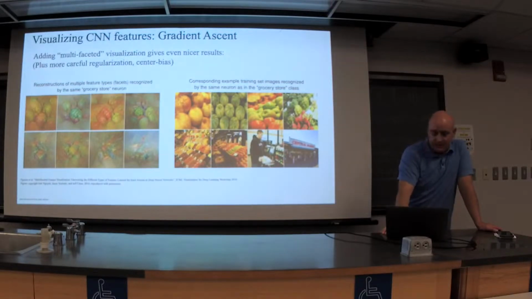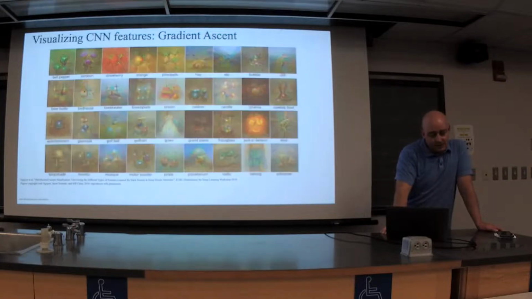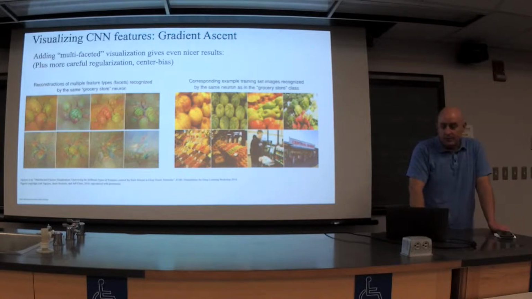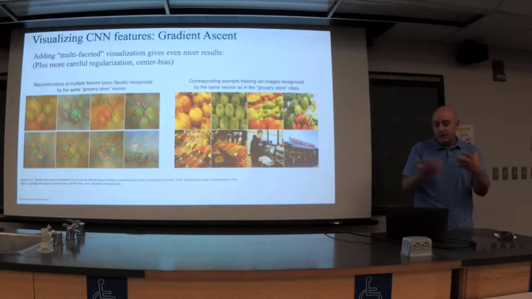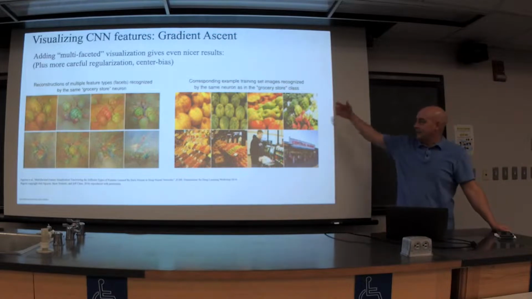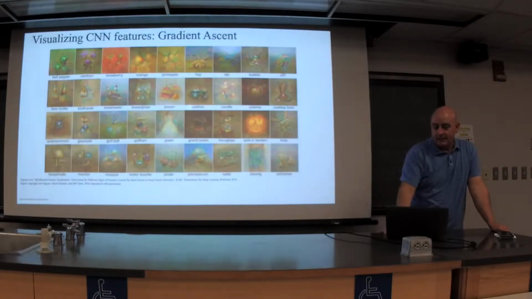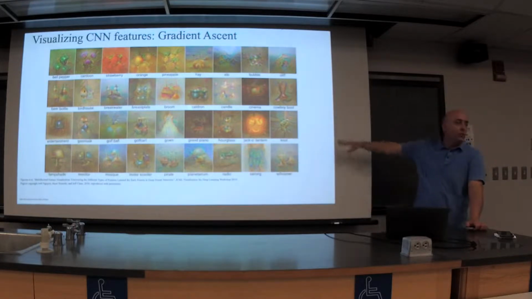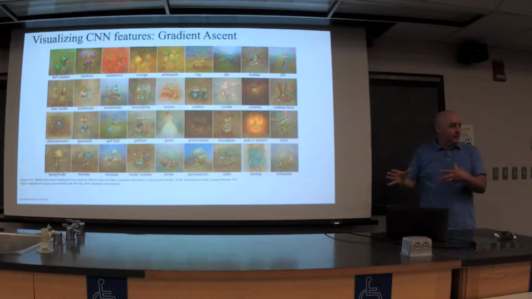Let's see. I'm going to try to catch up a little bit because we're a little bit behind. You can even make this better. You can make this even better by doing this multifaceted approach where you have a number of different bits of evidence that you're bringing together for maximizing a particular class, like in this case, the grocery store, and you can see what you get out of this, right? So now it starts to look a lot more like maybe what you were expecting at the beginning of this.